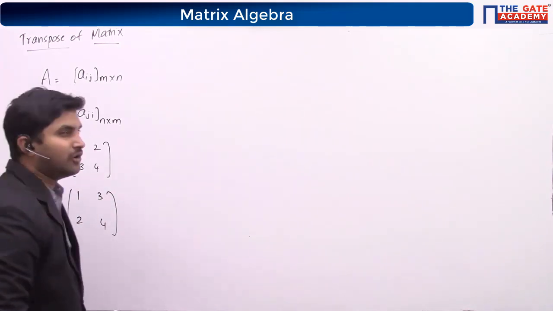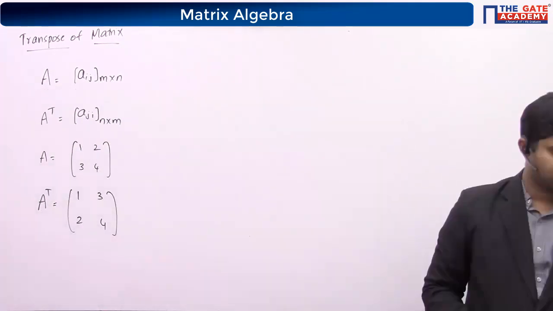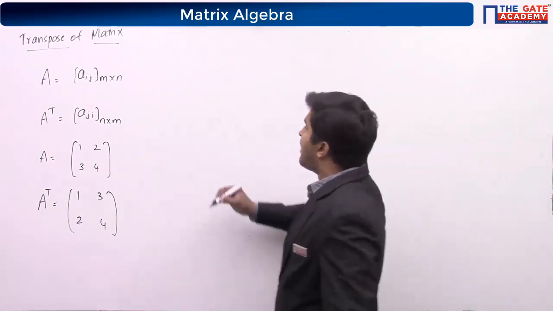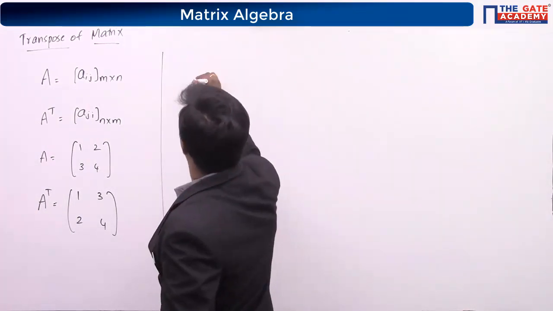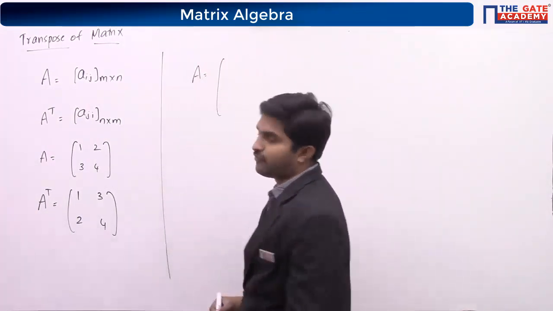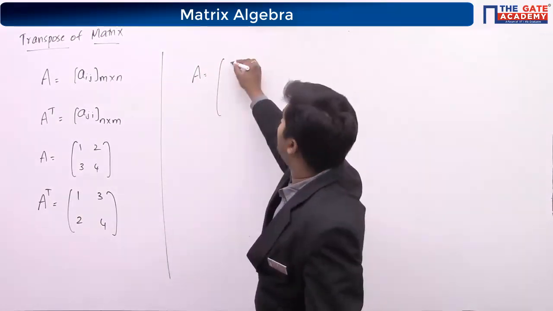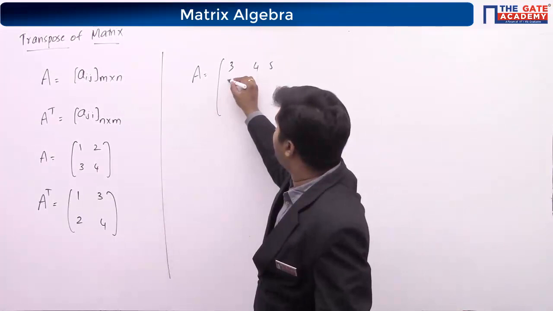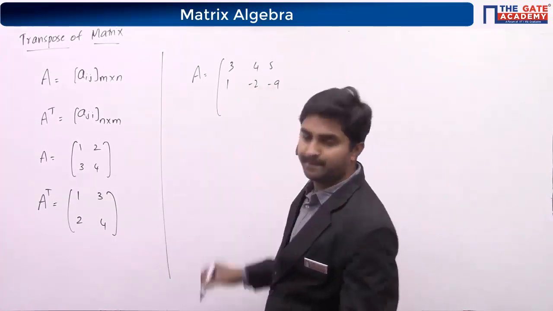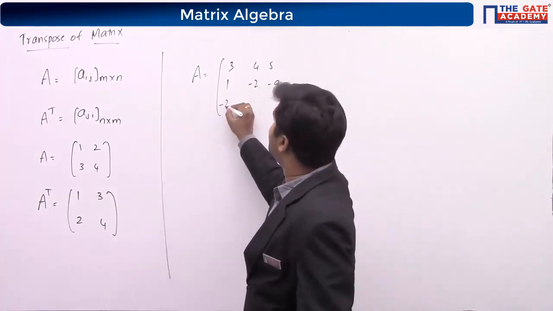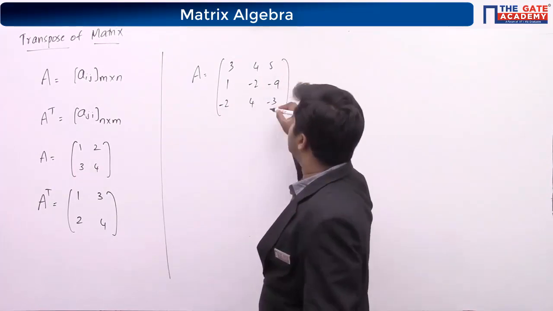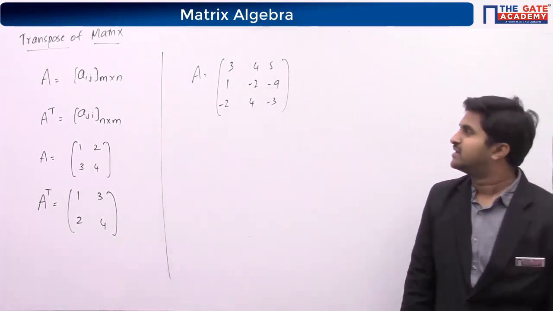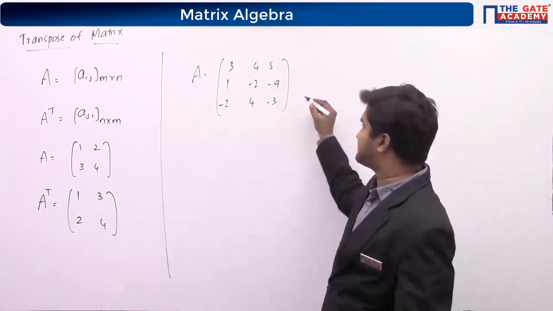This will be the value of A transpose. Okay. So if I have another example, a 3 by 3 matrix, A is going to be equal to the matrix of 3, 4, 5, 1, minus 2, minus 9, minus 2, 4, 3, minus 2, 4, minus 3. Now this is a 3 by 3 matrix, isn't it?